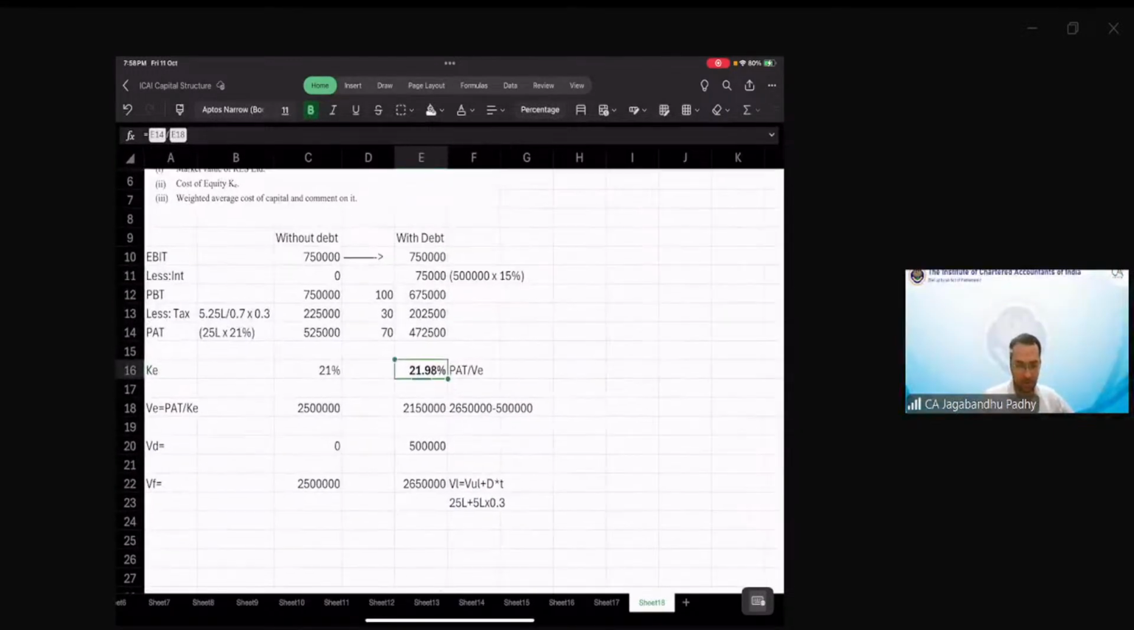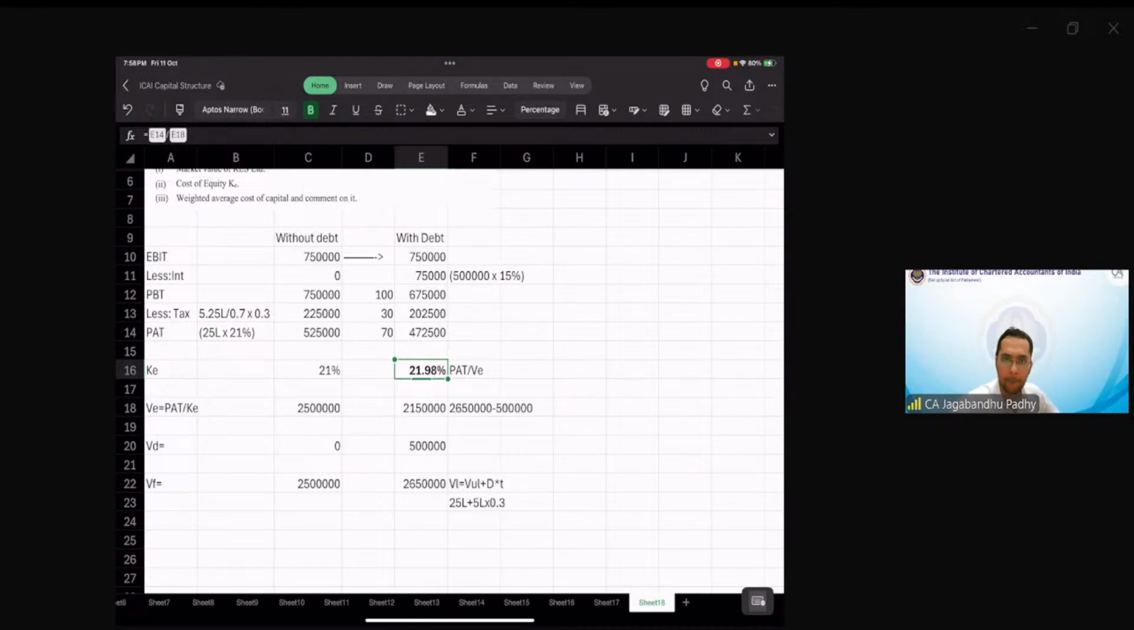So we did the first reverse calculation over here, right? Buyback of equity share and calculated as 25 lakhs. Yes, sir. Good evening, sir. Good evening.